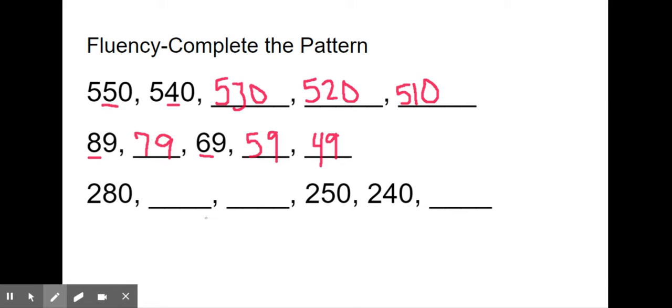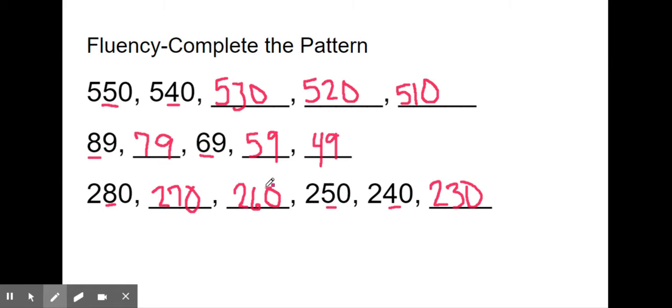Okay, last pattern. We're at 280, then we don't know the next 2 numbers in our pattern, then 250, 240. Again, which place is changing? It's not my ones place, it's not my hundreds place, but it's my tens place that's changing. 5, 4, I know it's going down, right? It is going down by 10. So this would be 230. I'm going to come back up here, 280, 270, 260.